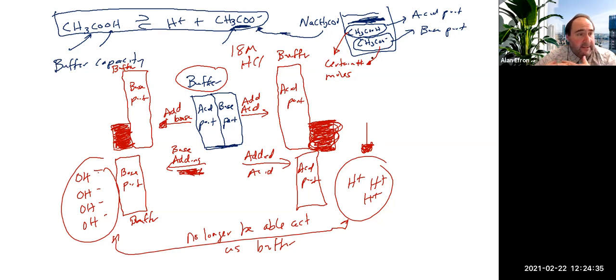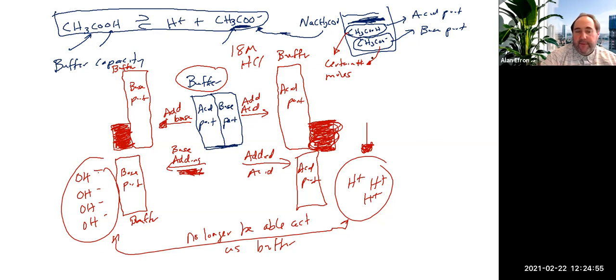So there is a capacity for buffers. And you usually do want to think about how it's going to be used and the concentration of everything to make sure that the buffer you're making would work effectively. Any questions on that?